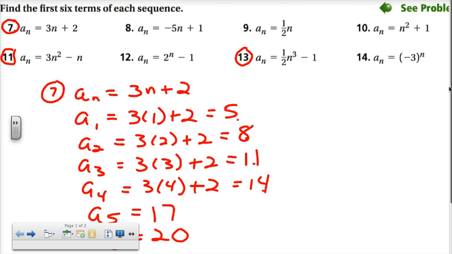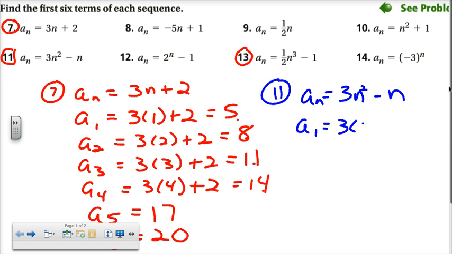Then number 11, we have the rule. A sub n, to find any term, take 3 times n squared and subtract n. So this is an interesting formula because you don't just use the n, the number of the term, once. We have to use this 2 times. So to find the first term, there'll be 3 times 1 squared minus 1. Well, 1 squared is 1, 3 times 1 is 3, and 3 minus 1 is 2.